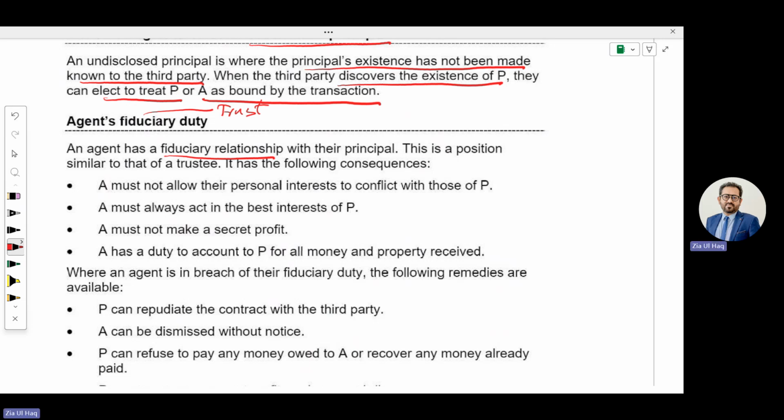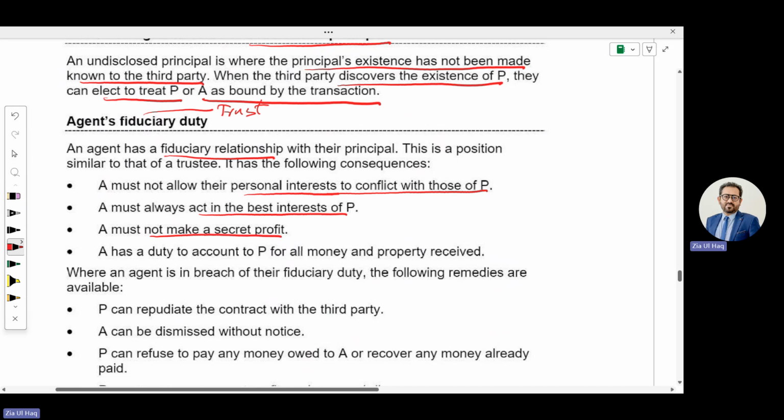What are the duties of the agent? Fiduciary duties. The agent must not allow their personal interest to conflict with those of the principal. He should not consider his personal interest. He should consider the interest of the principal only. This is his fiduciary duty, being agent. The agent must always act in the best interest of the principal.